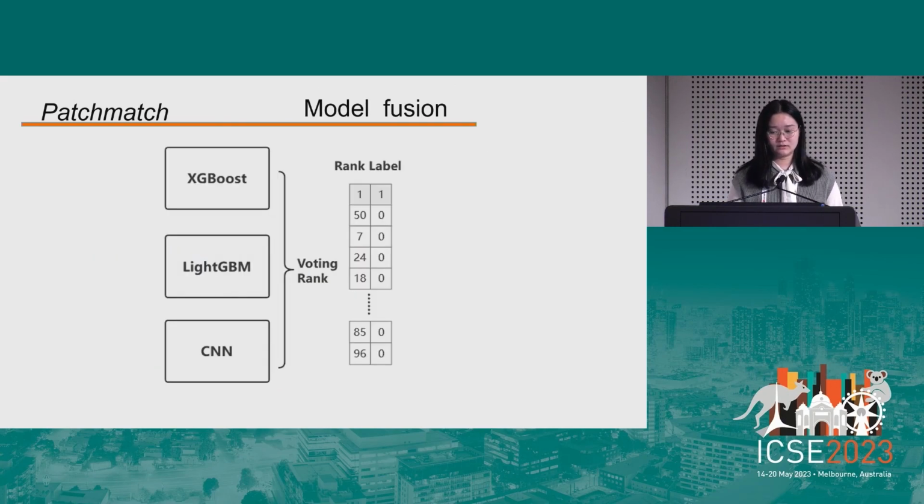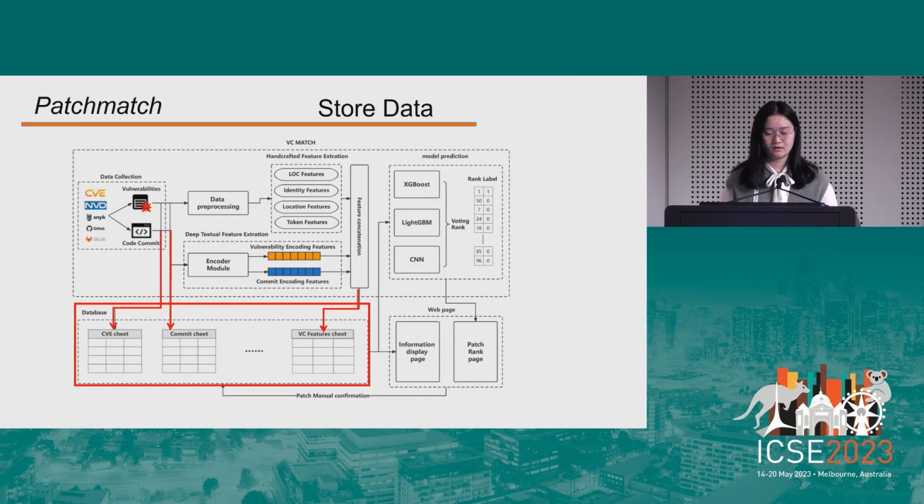And we employed 3 models to train and fit the data features. They are XGBoost, LightGBM, and CNN. Each model was trained independently to capture different aspects of the data. And then we employed a voting rank method to perform model fusion. And then we stored the textual information about vulnerabilities and code commits into the backend database concurrently.